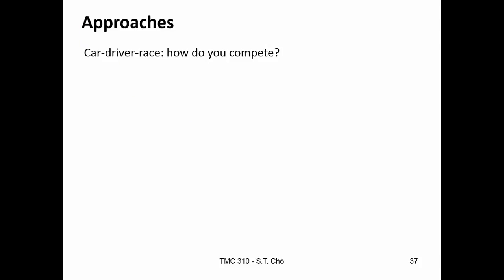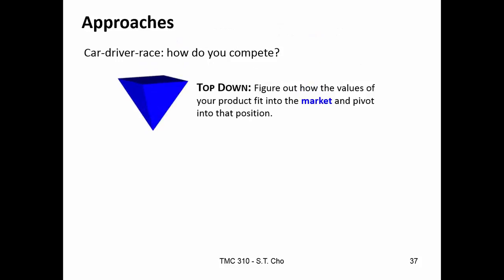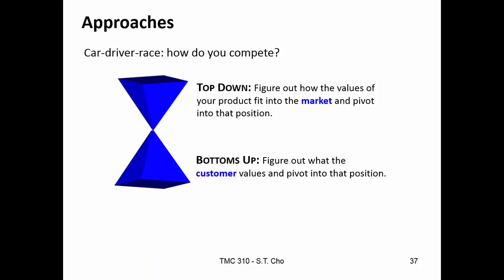You have to decide how you want to position your product. And it's about the car, the driver, or the race. Meaning, is your product about technology? Is your product about you as a competitor, the company itself? Or is it about the market? And there are one of two approaches that you can go about doing that. That's either top down or bottoms up.